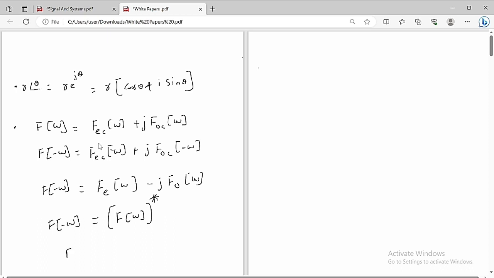Vice versa is also true, which is f of minus omega whole conjugate is equal to f of omega also. Because I have already told you, f of omega has the real part and the imaginary part. The real part is of even nature and the imaginary part is of odd nature. So the real part will remain as it is under minus omega, but the imaginary part will be negated. So f of minus omega is nothing but f of omega whole conjugate. With the conjugate on both sides, we again get f conjugate of minus omega is equal to f of omega. This point we have to keep in mind.